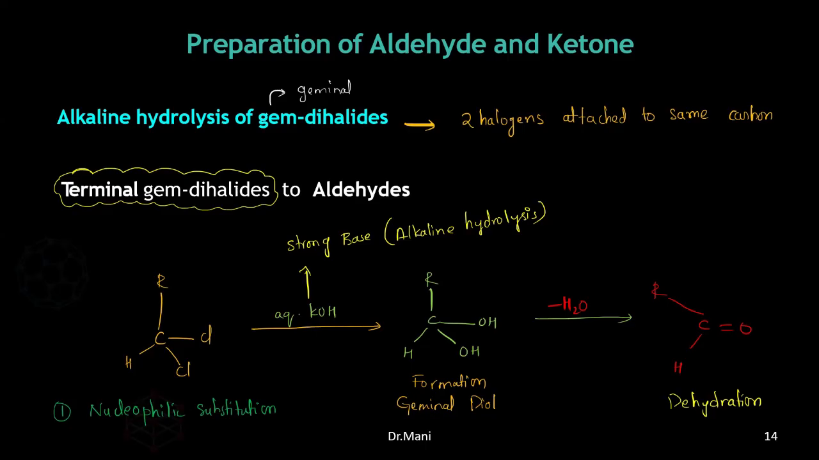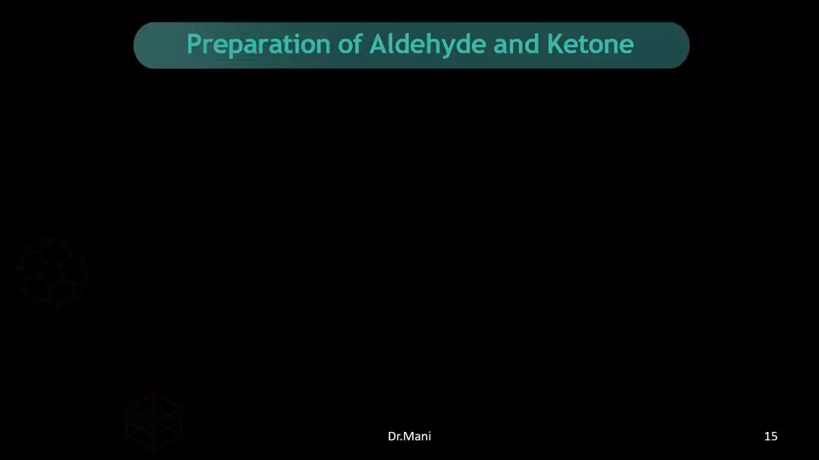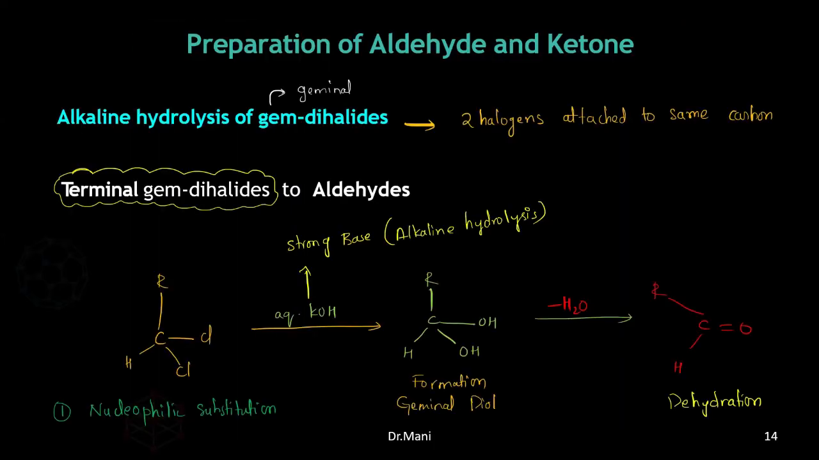Okay. Whereas if you take the non-terminal, what is the meaning of terminal and non-terminal? Suppose you see the halides, they are attached to the carbon which is the end carbon. It could be the first carbon or it could be the last carbon. Okay, it is not the intermediate like 2, 3, 4 or something like that. Whereas non-terminal, it is an intermediate one.